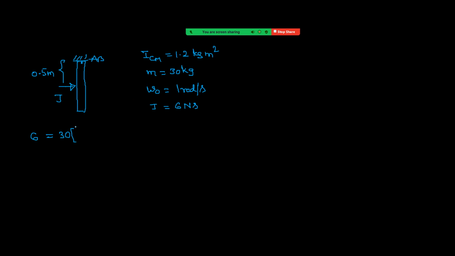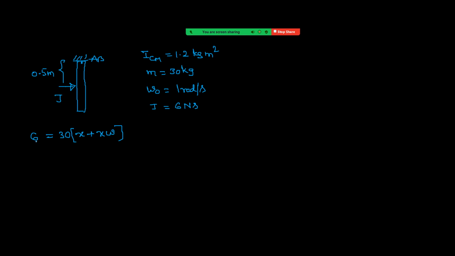Now we are focusing on the center of mass. When we write the momentum equation, or change in momentum, we focus on the center of mass. Suppose the center of mass is at a distance x from AB. Then the velocity of the center of mass before collision is 1 into x. After collision, the velocity is x into omega, that means the laminar sheet turns back with an angular velocity omega, which we have to calculate.